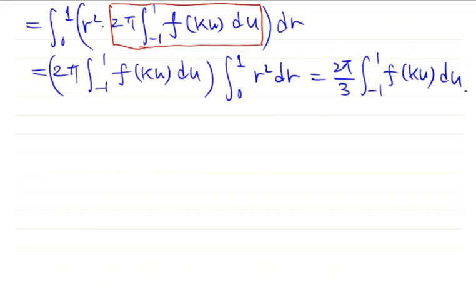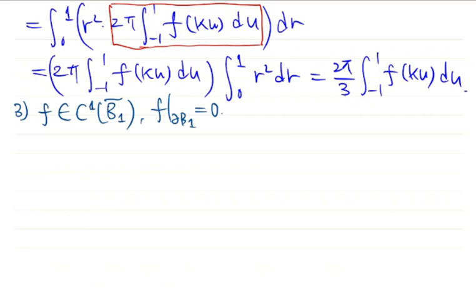We consider the third example. The third example: f is a continuously differentiable function over the closed unit ball, that is the closure of the ball. And also f is zero on the boundary of the ball. So this is the situation. We have a unit ball, and f is zero on the boundary. And we are required to compute this limit.